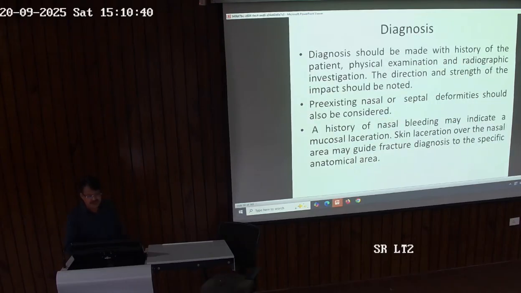Diagnosis should be made with the history of the patient. Physical examination and radiographic investigations must be done. The direction and strength of the impact should be noted. Pre-existing nasal or septal deformities should also be considered. A history of nasal bleeding may indicate a mucosal laceration. Skin laceration over the nasal area may guide fracture diagnosis to the specific anatomical area.